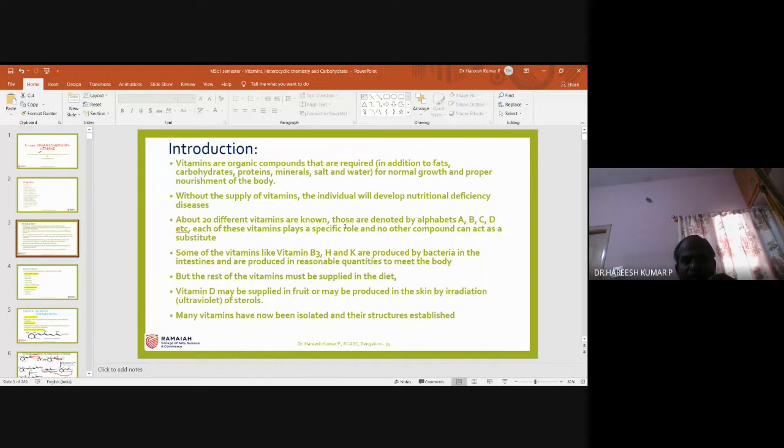About 20 different vitamins are known. Those are denoted by alphabets A, B, C, D, E, K, etc.